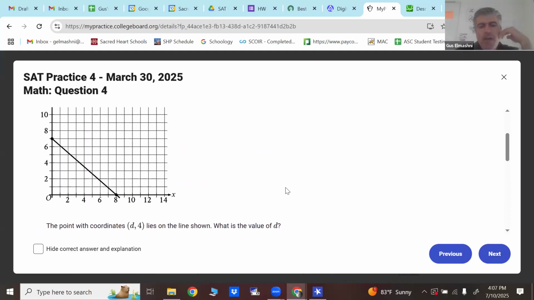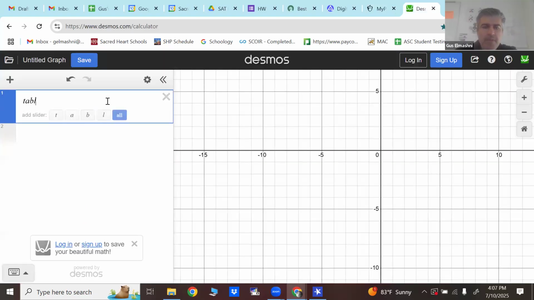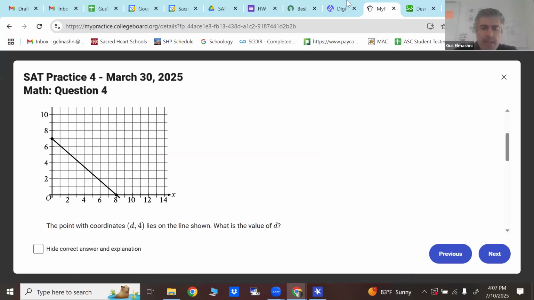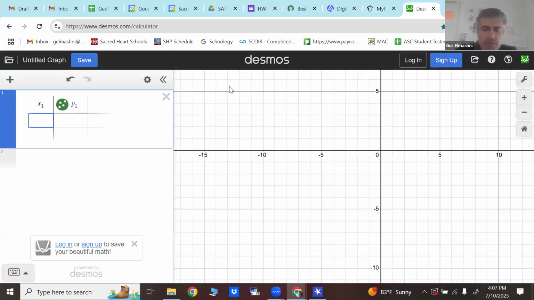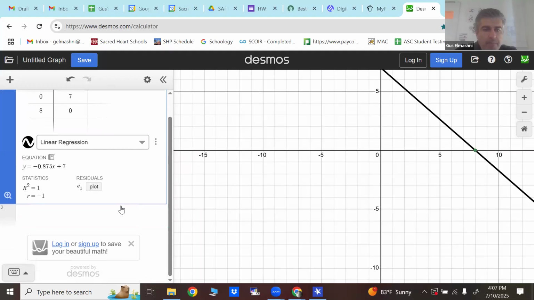Ooh, that's a good one. Here they give you 2 points on a line. So again, I would go back to Desmos and make a table, because once you get the equation of the line, I can plug in 4 for y and solve for x. So you can see the points are 0, 7 and 8, 0. Click in that left corner there, linear regression. There's your equation.